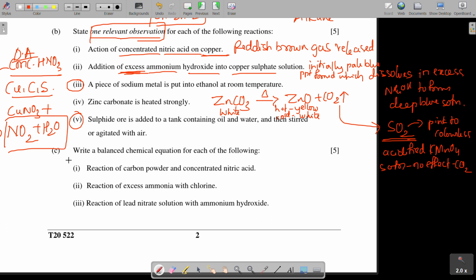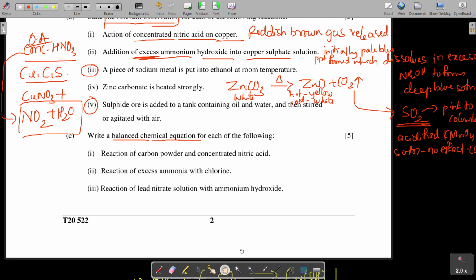Let's take the C question. Write a balanced chemical equation for each of the following. I know most of the students make mistakes here because here they are giving you descriptions, not the skeletal equations. So we'll see what kind of tricks we can use here.